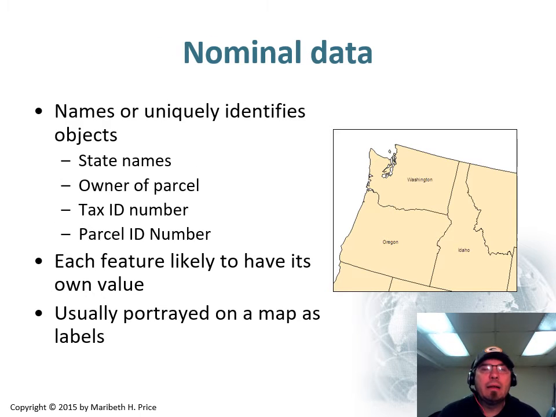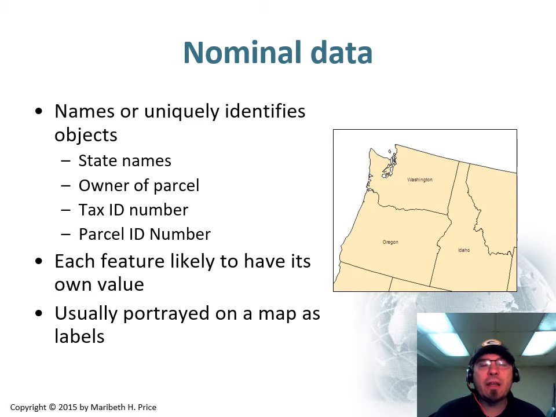Nominal data are data that are unique identifiers. Things like state names. There's only one Wisconsin. The owner of a parcel, the tax ID number, the parcel ID number. For example, my house probably has a specific number associated with it that the local municipality I live in can use to quickly look up my house. We all have a piece of nominal data associated with us, and that's our social security number. Not that you would map that, but it is technically nominal data because it's a unique identifier. These will play a role later in the semester when we talk about joining tables.